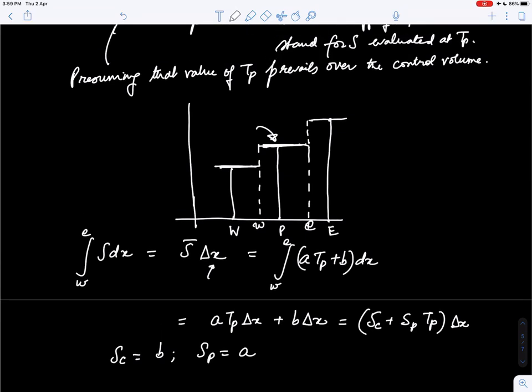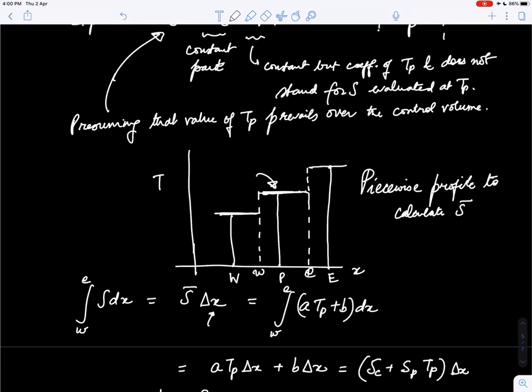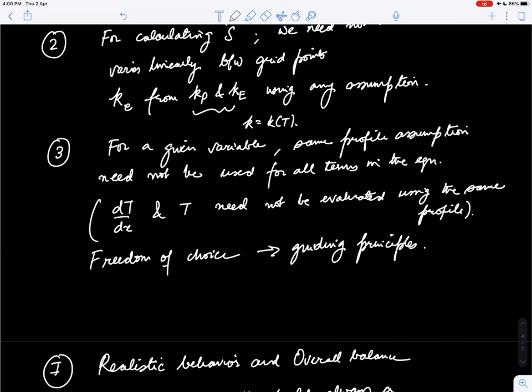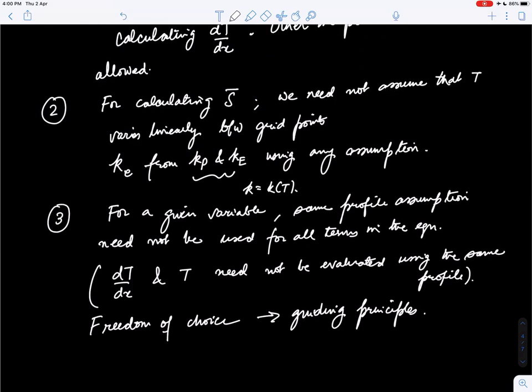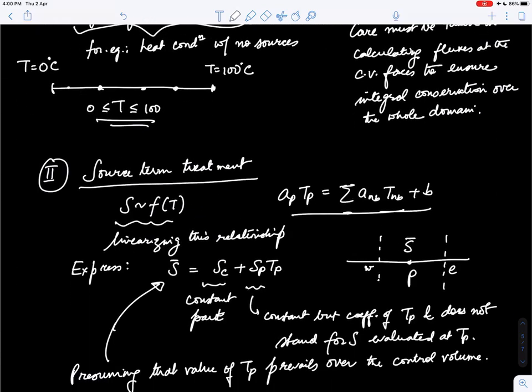So it is basically assuming this piecewise profile to calculate S bar. So this is T and this is X. If you remember, just a few minutes back we spoke about this idea that for calculating S bar we need not assume that T varies linearly. That is what we are trying to emphasize here: it does not have to be a linear variation, it could even be a piecewise variation.